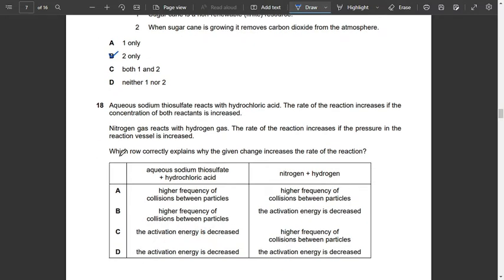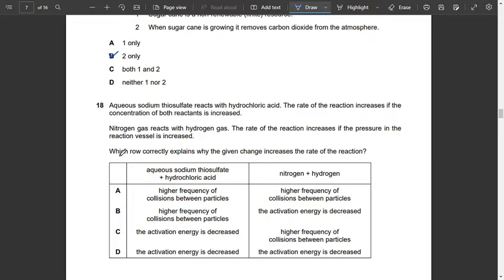Moving on to MCQ number 18, which says aqueous sodium thiosulfate reacts with hydrochloric acid. The rate of the reaction increases if the concentration of both reactants is increased. Nitrogen gas reacts with hydrogen gas. The rate of reaction increases if the pressure in the reaction vessel is increased. Which law correctly explains why the given change increases the rate of reaction?